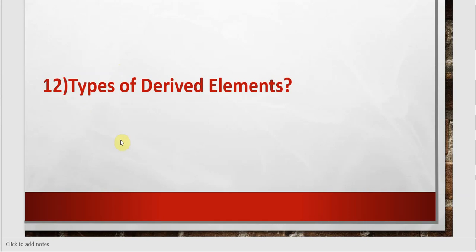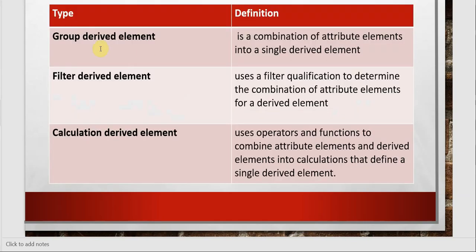What are the different types of derived elements? First is the group derived element, which is a combination of attribute elements compiled together into a single derived element. Filter derived element uses a filter qualification to determine the combination of attribute elements for a derived element. Calculation derived element uses operators and functions to combine attribute elements and derived elements into calculations that define a single derived element.